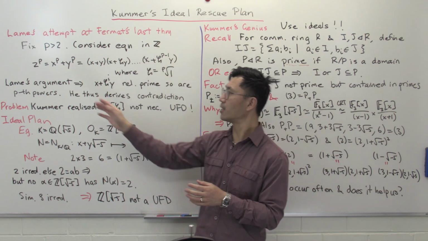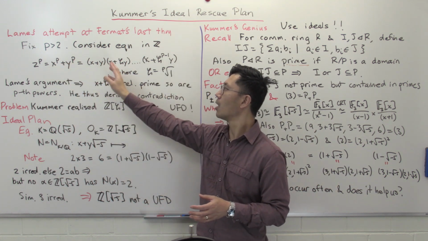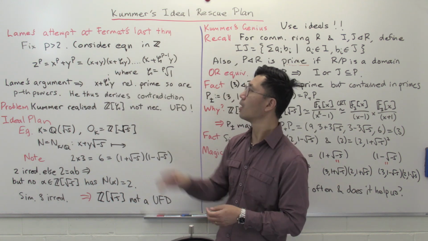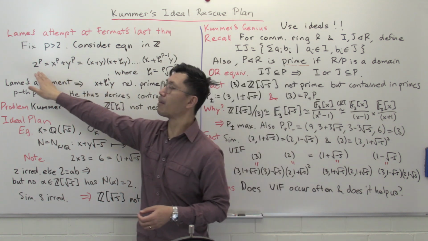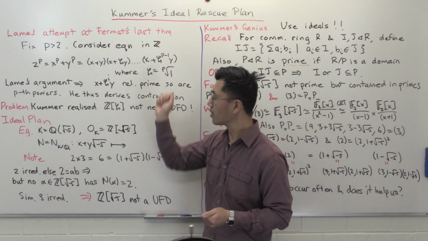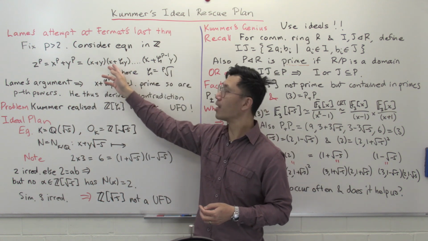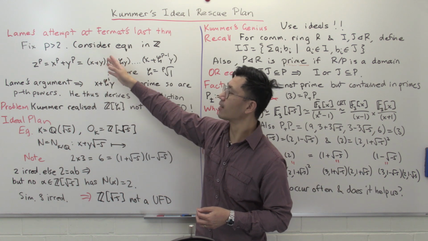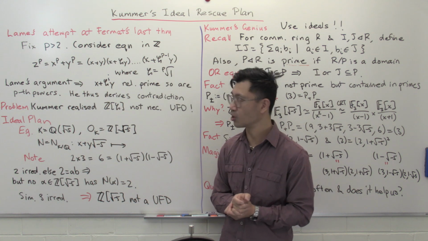He did some arguments with this. One of the key steps was to show that each of these factors is relatively prime. And if each of these factors is relatively prime, he argued that since the product is a pth power, each of these factors should be a pth power as well. Then if these are each pth powers, that gives you strong information and allows you to do further analysis to get his contradiction.